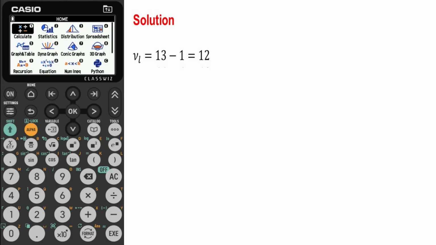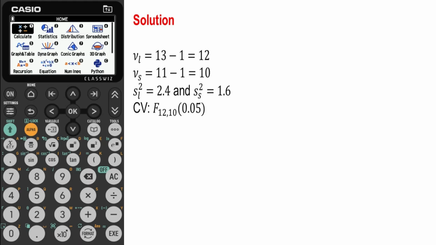We begin by calculating nu larger, which is equal to 13 subtract 1, which is 12. Then we have nu smaller, which is equal to 11 subtract 1, which is equal to 10. We know that s larger squared equals 2.4 and s smaller squared equals 1.6. We can find the critical value at 5%. We have 12 degrees of freedom for the column and 10 degrees of freedom for the row. We can calculate this using the distribution application.